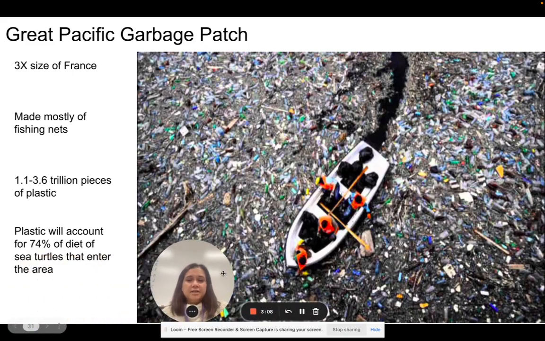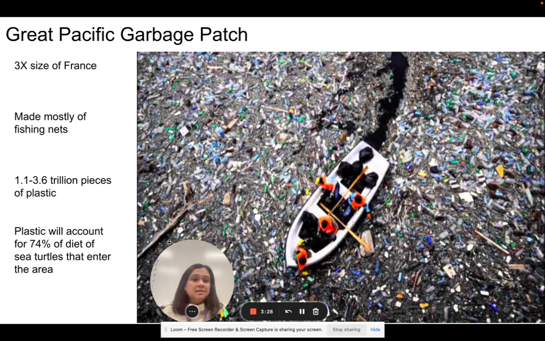This is staggering data. By most estimates, it's about 3 times the size of France. So this is massive. It's made mostly of fishing nets and fishing gear that's been discarded, but there's also lots and lots of plastic. They estimate between 1.1 and 3.6 trillion pieces of plastic.